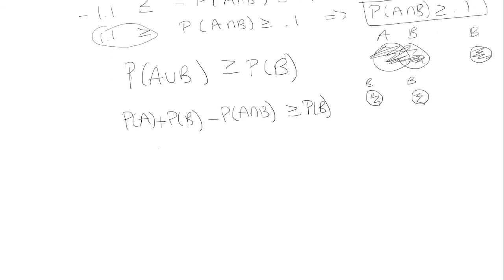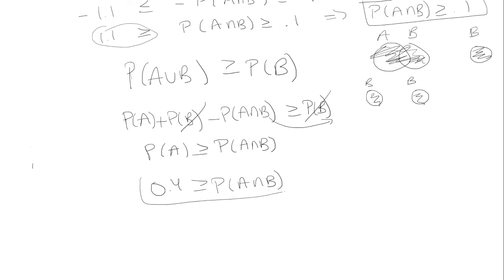Okay. So now I have probability of B on both sides, so I can eliminate that. And then what I'm going to be left with is probability of A greater than or equal to probability of A intersect B. Okay, so I'm going to remove the probability of B's, and then I'm going to move the probability of A intersect B to the right. And we know that probability of A is 0.4. Okay. So this is the upper bound. Okay. And this completes the problem.